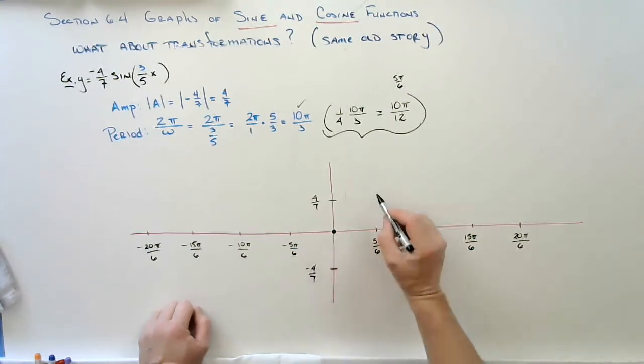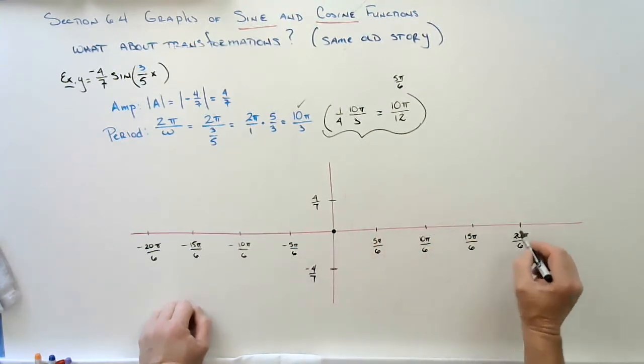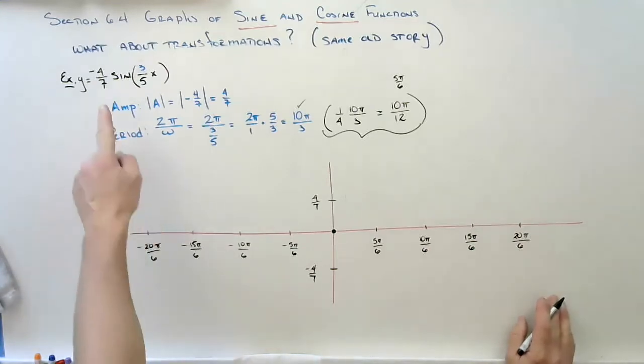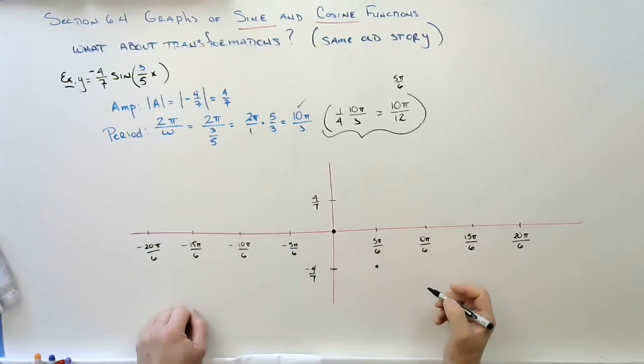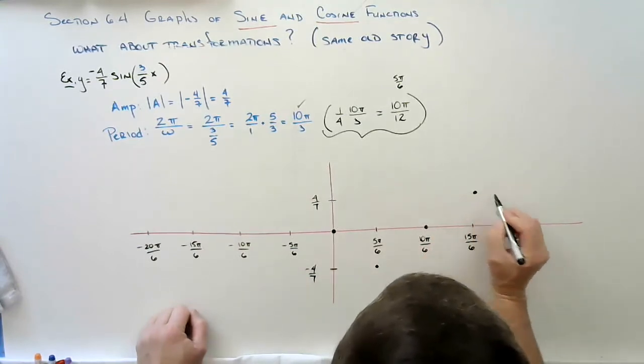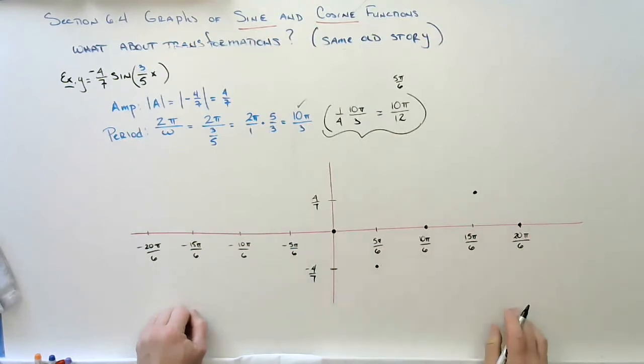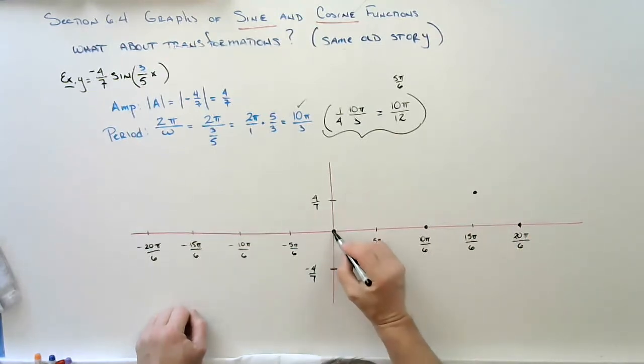Now, instead of going up, down, down, up, right? Our sine is upside down. So now we're here. Then we go back to here. Then we go up to here. Then we go down to here. And then we draw a sine curve.